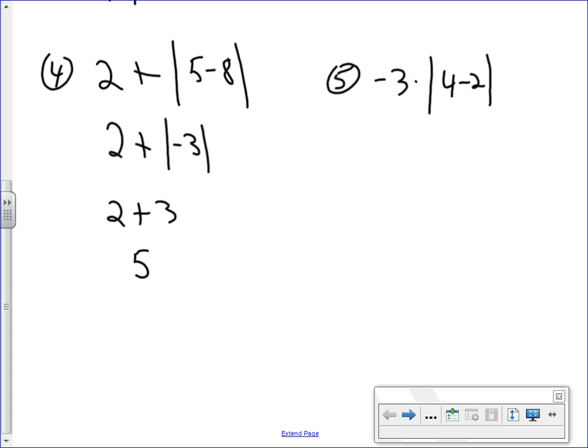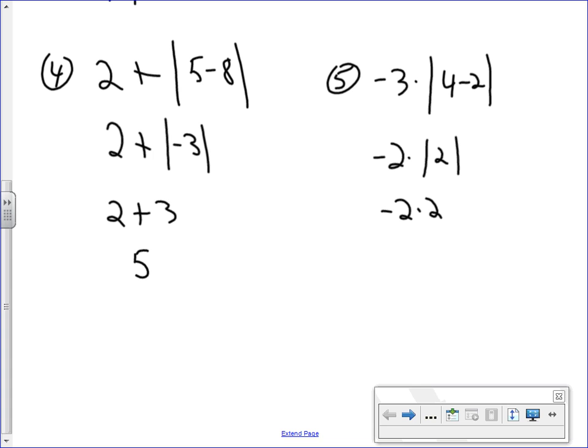Okay? If we thought of them as parentheses, just momentarily, and we're thinking of the order of operations here, we would do what's inside the absolute value box. What's 4 minus 2? What's the absolute value of 2? And then you multiply it by -3.